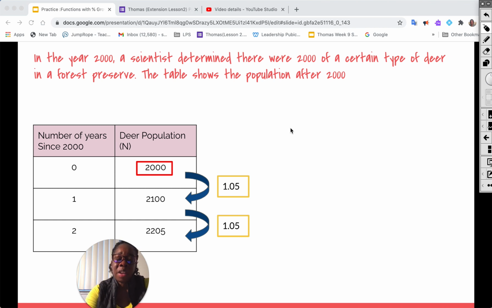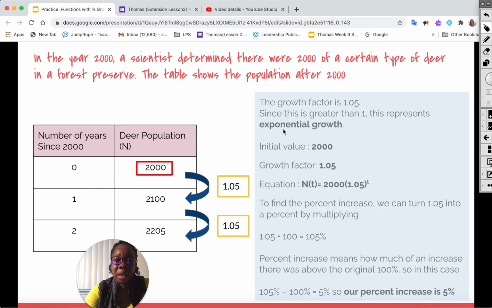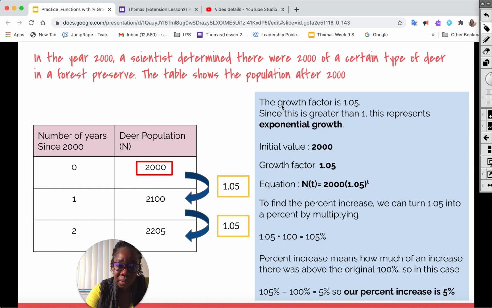All right, so we have enough information to determine the equation of this model that models the population of deer. So the growth factor is 1.05, and since it's greater than 1, we know it's exponential growth. We know the initial value is 2000 based on what was given in our table, and so the equation that models this situation best is going to be n of t is equal to 2000 times 1.05 raised to the t.